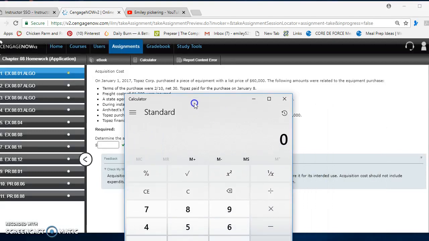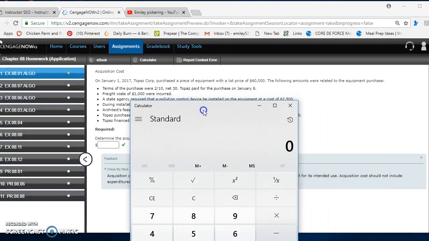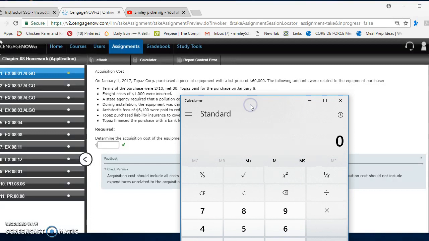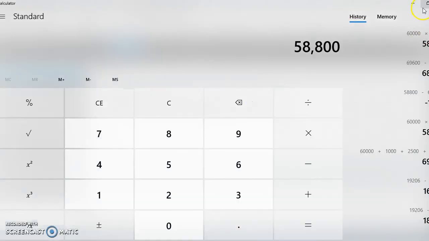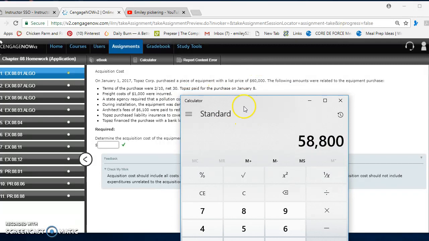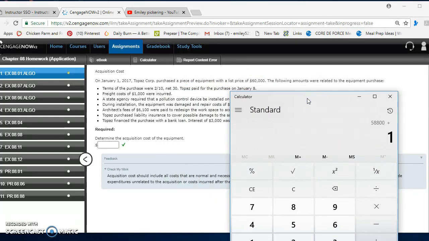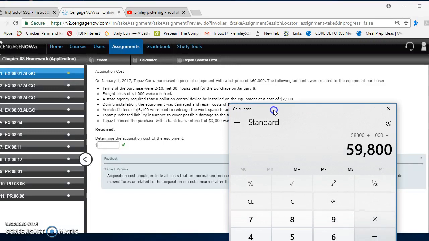So we paid $60,000, but we get a 2% discount if we pay within the first 30 days, which we did. So we actually paid $58,500. Freight costs are $1,000, and those are included. So that's part of our acquisition costs. The state agency required that pollution control be installed at 2,500. That's required. I'm going to go ahead and include that.